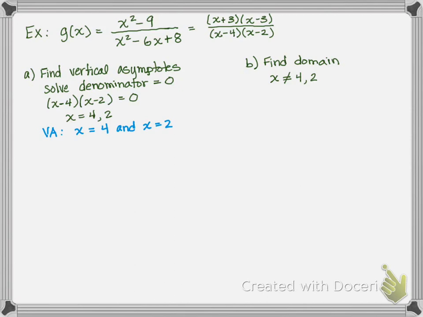So my domain is going to be negative infinity to 2, 2 to 4, and 4 to infinity.